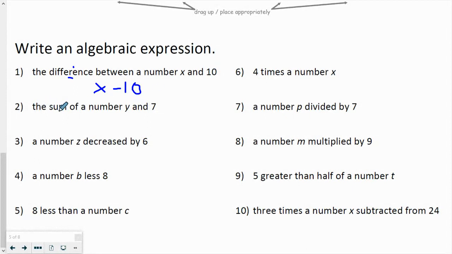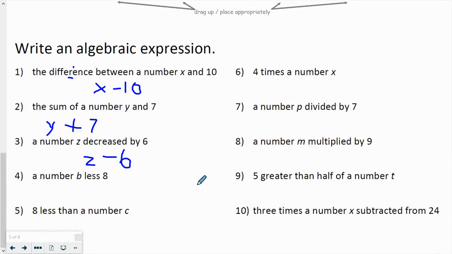It just wants to know what expression would represent this statement. Okay, our next one, the sum of a number y and 7. So the sum means that we're going to add, and the variable they gave us is y. If they give us a variable, you want to use the same one they gave you. And then we're adding 7 to it. Okay, so y plus 7, that is the sum of a number y and 7. 3, a number z decreased by 6. Okay, so that means decrease was that we're subtracting. Now I'm taking 6 away, and I started at z, so z is my variable. Okay, so z minus 6.